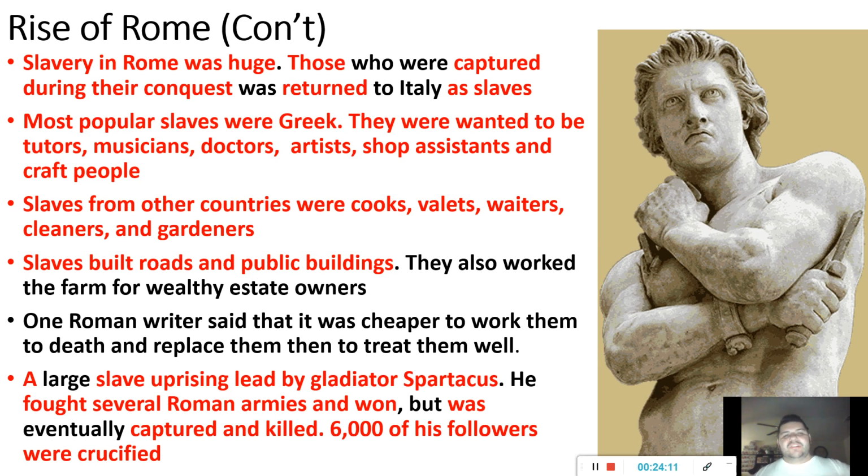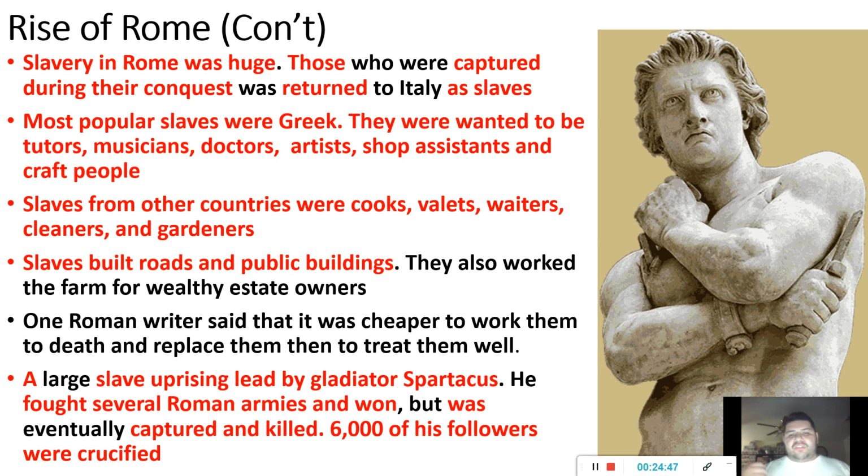Now, the other slaves from other countries, granted, they probably were not knuckleheads who didn't know how to do things. I'm sure they were very intelligent too, but you couldn't be sure. The Greeks, however, you were sure that they were educated. You could put your bottom dollar on it that they were smart. These other slaves, you didn't know. The Germanic slaves, who knows? The Carthaginians.